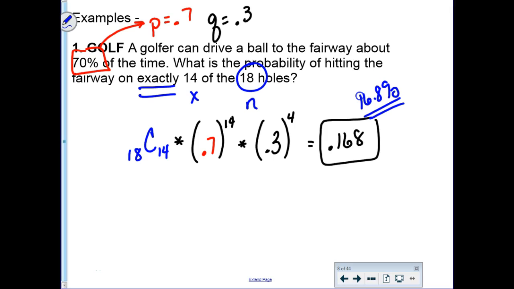Yes, sir. Combination, you got to go to math, over to probability. And then the second or third one down maybe is NCR.